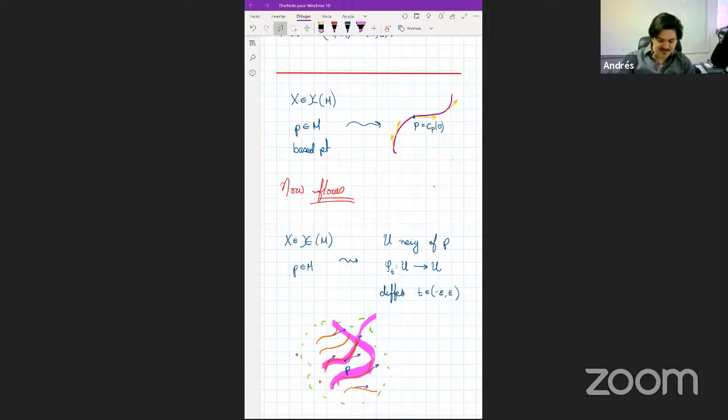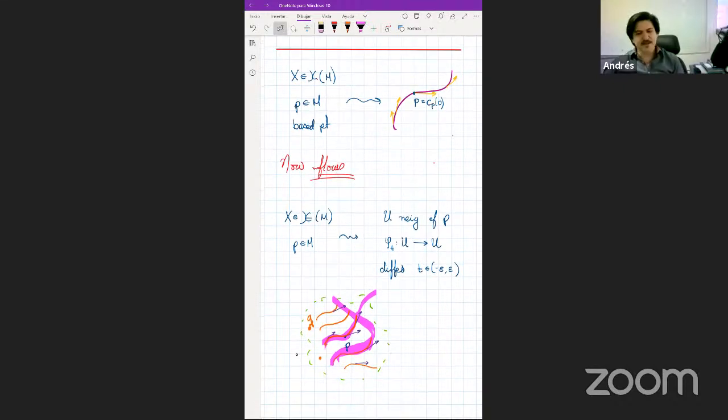So you can have exactly something like this, right? Maybe there's some point there or here. In that case, for any p, you always lie on that point. And that is equivalent to the vector field vanishing at that point Q. Okay?